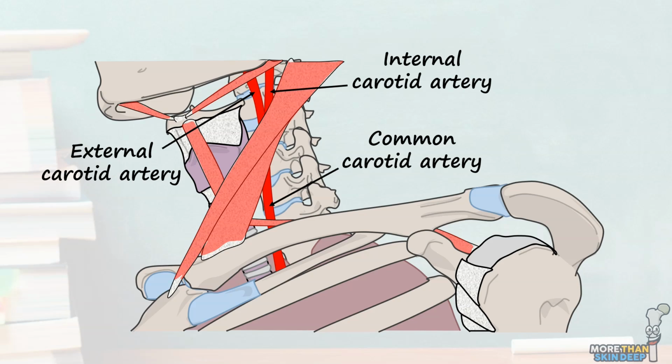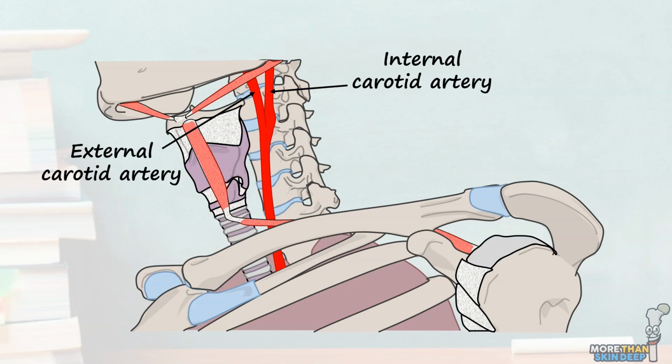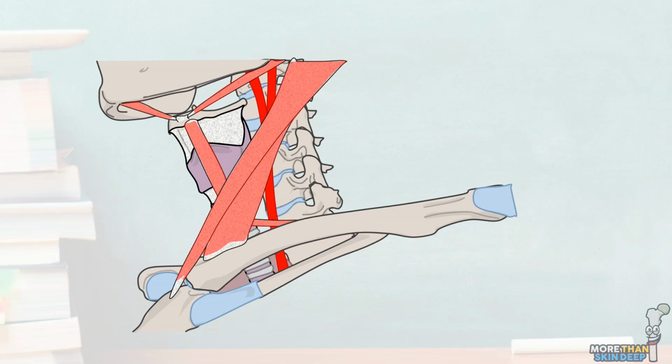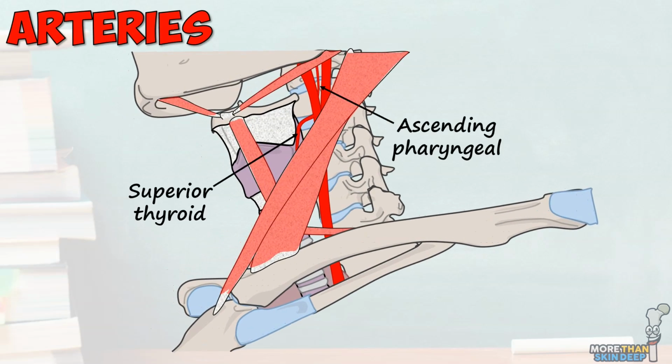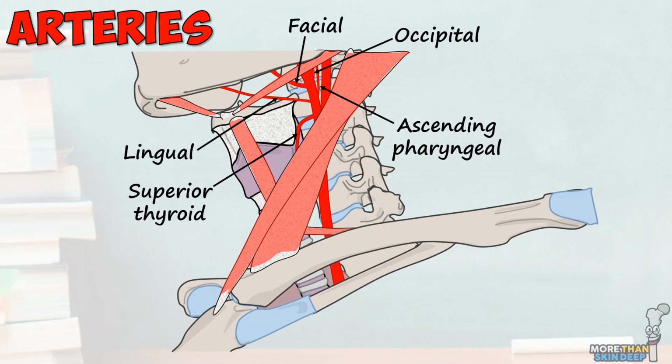The internal carotid artery continues up into the neurocranium and gives no branches in the carotid triangle. At the base of the internal carotid artery, where it arises from the common carotid, is the carotid sinus. This is one of the 2 areas where baroreceptors lie, which are the structures that detect blood pressure. From the external carotid artery arise the superior thyroid, ascending pharyngeal, lingual, facial, and occipital arteries, all within the carotid triangle.